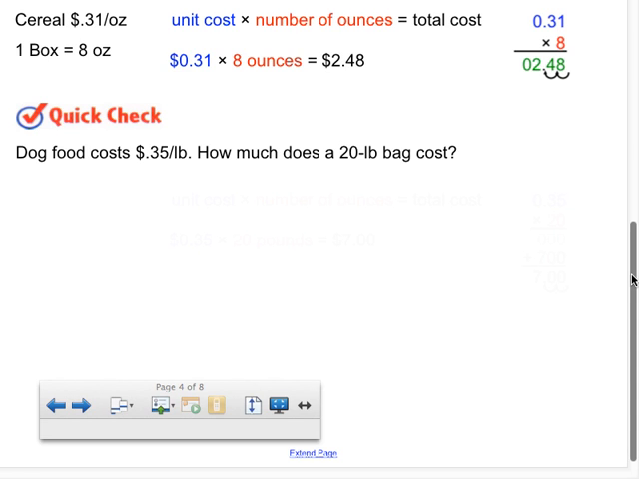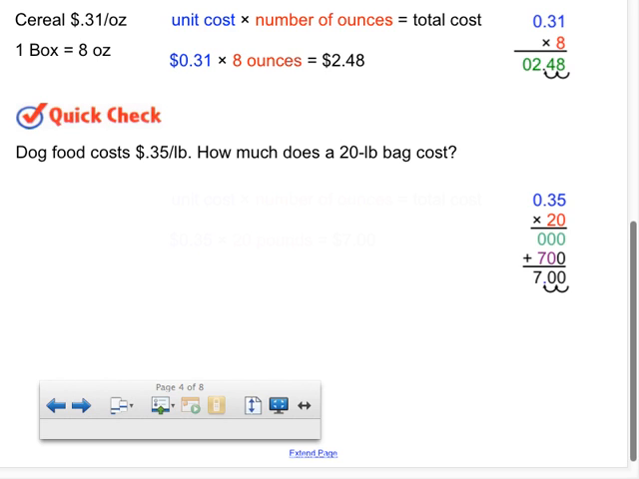I got 610. 610. Let's double check our work and see. So 35 cents, or 35 hundredths, times 20. Okay, I just reversed it. I think that's what we did. Okay, are we good? Did you figure out where we went wrong?